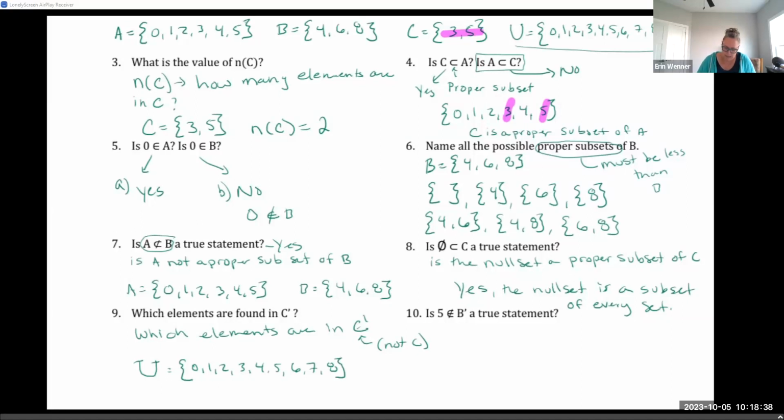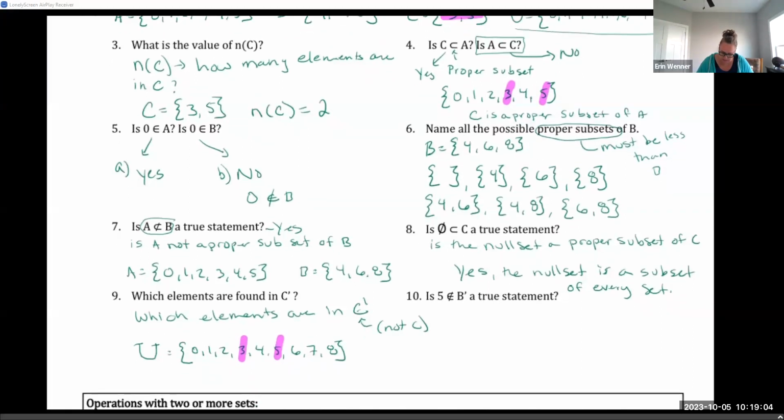And I'm going to highlight, like I did before, what are the elements of C. So the elements of C are the numbers 3, 5, right? We have that in the upper section of our window. So again, if I highlight 3 and 5, those numbers are in C, so they can't be in the complement of C.